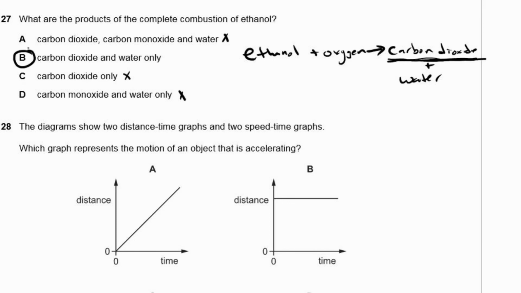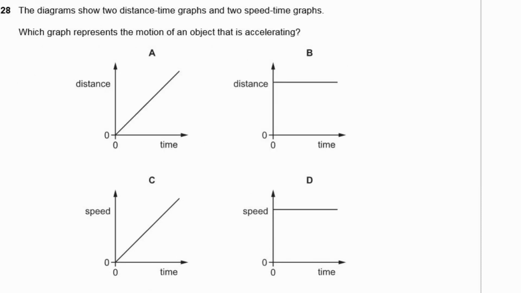And that, my friends, is the end of the chemistry section. So now Mike will take over and help you with the physics. Question 28. The diagrams show two distance time graphs and two speed time graphs. Which graph represents the motion of an object that is accelerating?